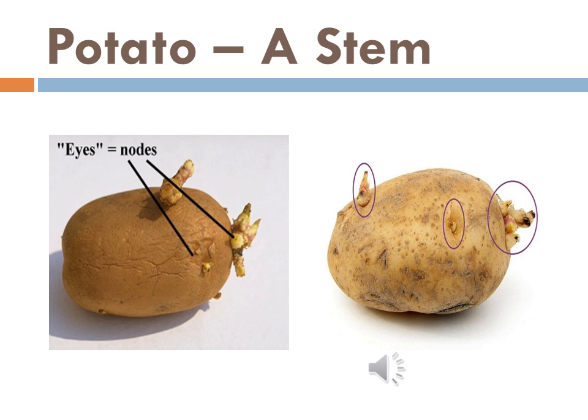These eyes present on the potato are the nodes of the potato, and you can see that buds or leaves are coming out from this part of the potato, and the rest of the part, the part which is present between these eyes, is the internode part of the potato. So we can say that potato is a stem, not a root.